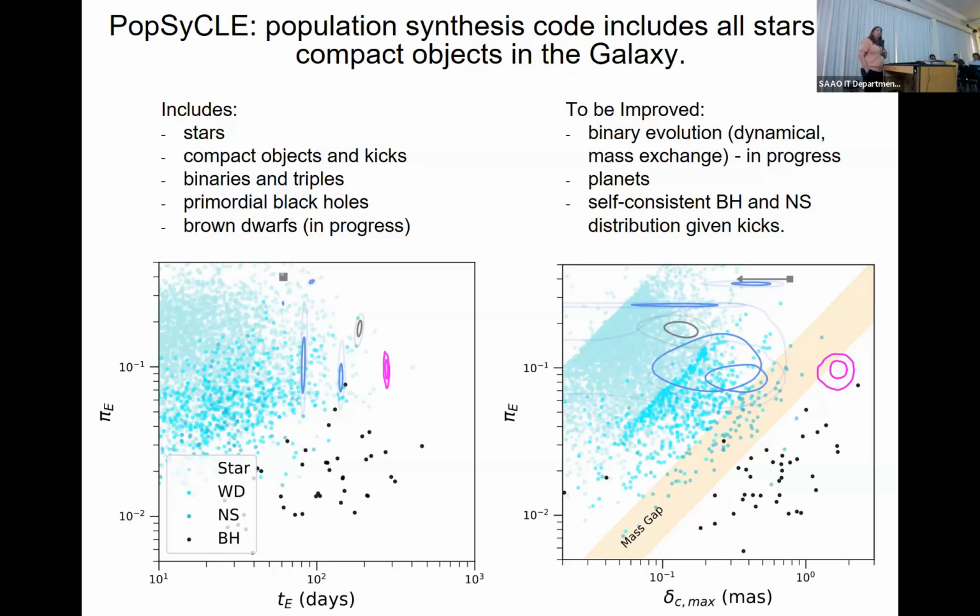Things that are to be improved. We don't currently have binary evolution, dynamical evolution of the binary, or mass exchange, which if we wanted to predict LIGO populations, for instance, we need to add in. That's something we'd like to add in this year. Like I said, planets. And our black holes and neutron stars right now follow the stellar distribution. If they get big kicks, they should be puffier than the stellar distribution. That's also a piece that's missing from the current simulation.